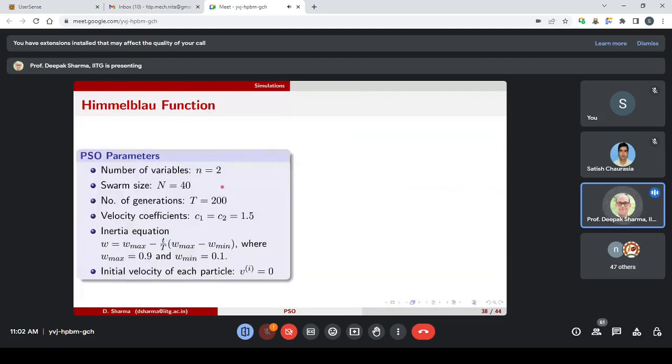In order to solve this, we are taking the same values of the parameters: swarm size is 40, number of generations is 200, and C1, C2 is 1.5. We are again using this linear equation for finding the omega value, which is based on the current iteration versus the maximum number of iterations, and the initial velocity is 0.